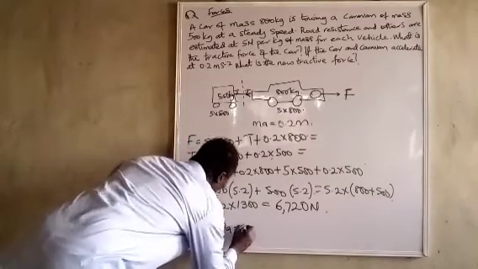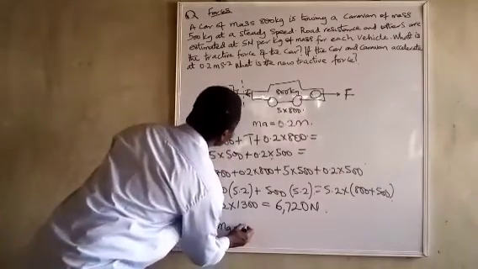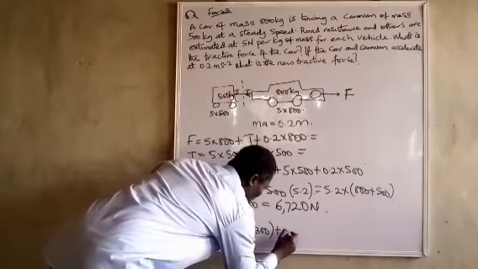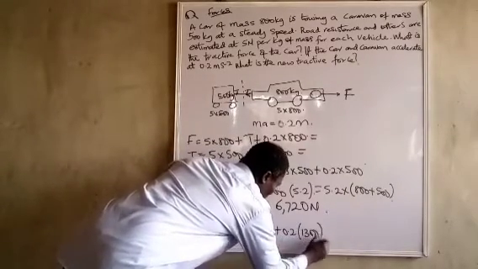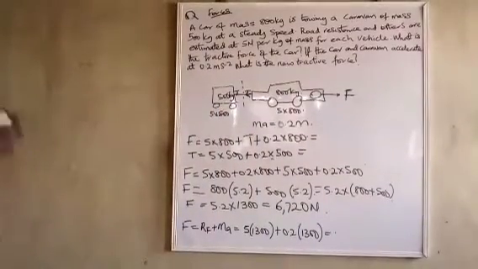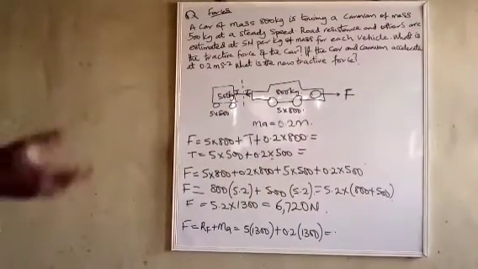Which will be 5 into 130 plus 0.2 into 130. So it gives us the same answer. So we are just trying to tell you that when you look at it, just make it simple for yourself.